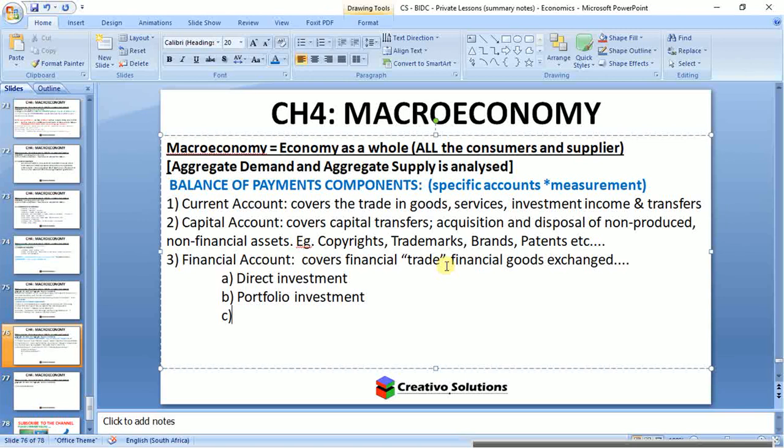So these are the different types of financial accounts. Okay, we're looking at different, let's say, transactions that can take place in the financial account, which is looking at the trade of financial goods, such as maybe shares, bonds, etc. So just to cover some of these topics here, the first one, direct investment. So building a factory in another country. Is that good? Yeah. Very good.